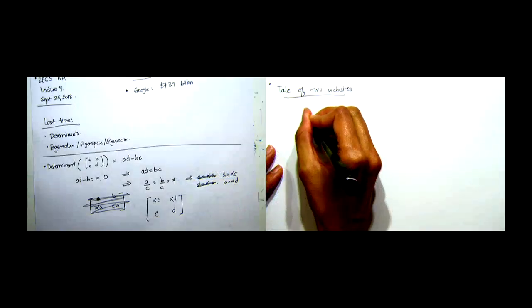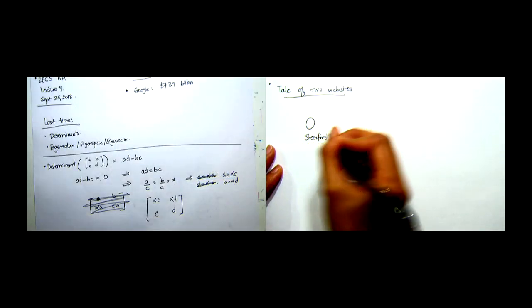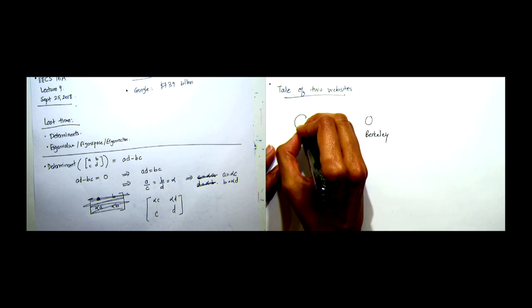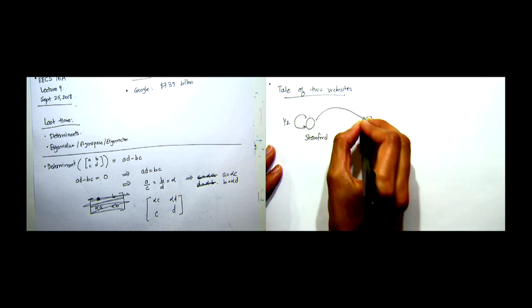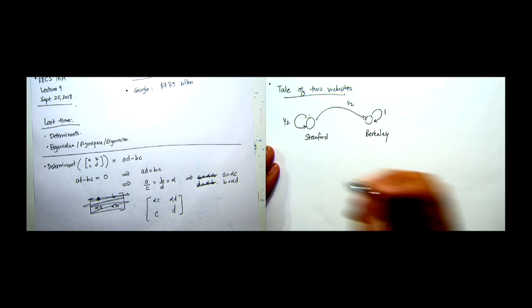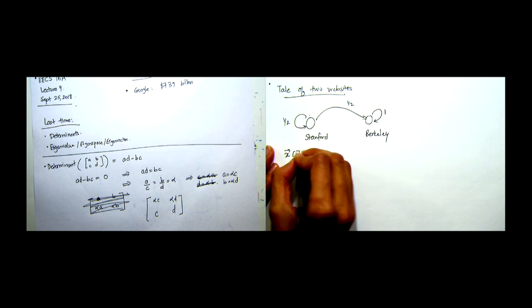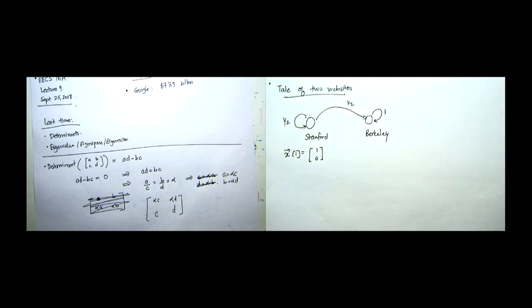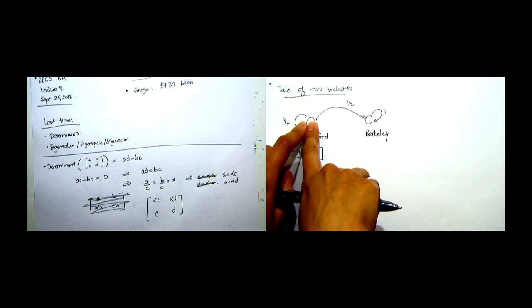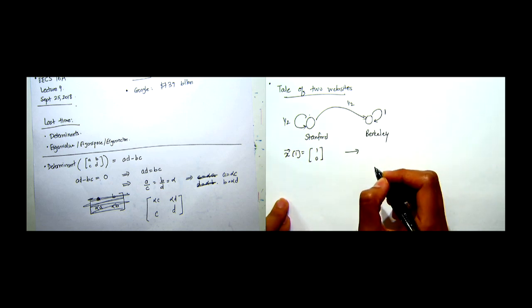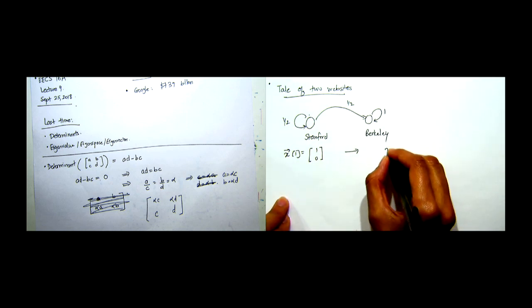Okay, moving on to the tale of two websites that we talked about last time. So we had two websites, the Stanford website and the Berkeley website. And we had this flow of people between them, right? And let's say we started at x of 1 is equal to 1, 0. So all the people are at the Stanford website, no one's at the Berkeley website. What did we see that would happen as time went on?